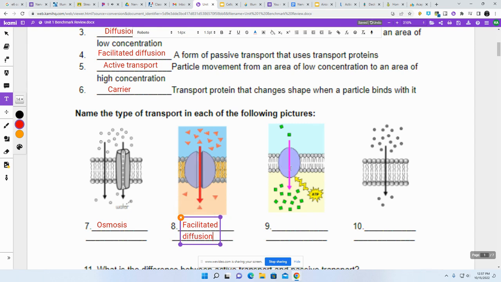Now, don't be confused on this one. They look very similar. Both have a purple protein, but look, this one's moving them from low concentration to a bunch of them down here, high concentration. Plus, we have this little firework right here. That shows that energy is being used. That's active transport. And over here, we got substances, high concentration up here, moving to low concentration. But look, it does not require a protein channel. That's just diffusion.